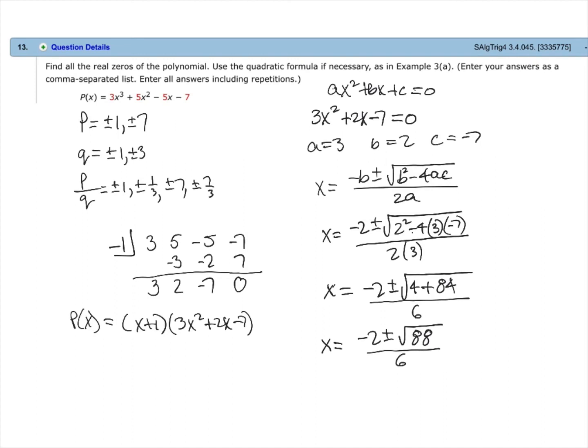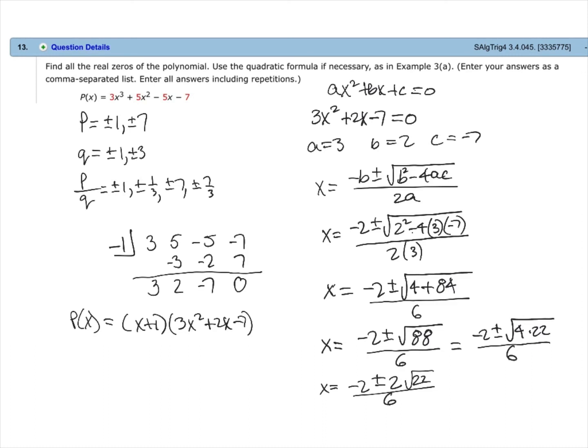88 has a perfect square as a factor, and that perfect square is 4. So we would write minus 2 plus or minus the square root of 4 times 22 over 6. And we would do this because the square root of 4 is 2. So we can now write x equals minus 2 plus or minus 2 times the square root of 22 over 6.